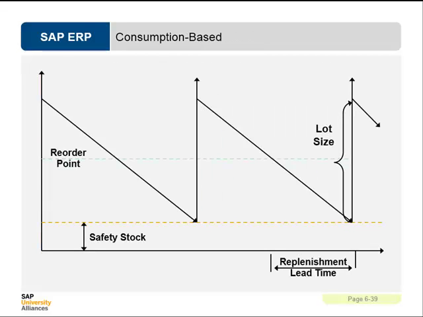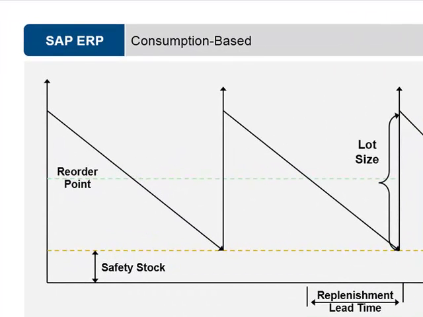So as you can see from the graph, I have a safety stock. At this point, when I reach the safety stock, I have to replenish again. The reorder point is higher than the safety stock, and that's because it takes time to replenish. There is a lead time. You don't want to go below the safety stock. There is no way that you can go below the safety stock.